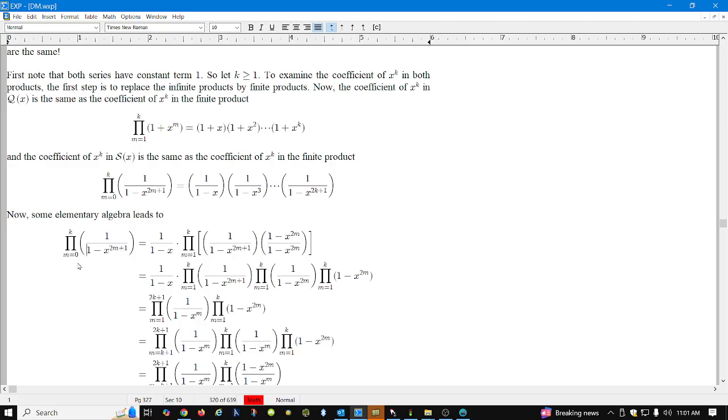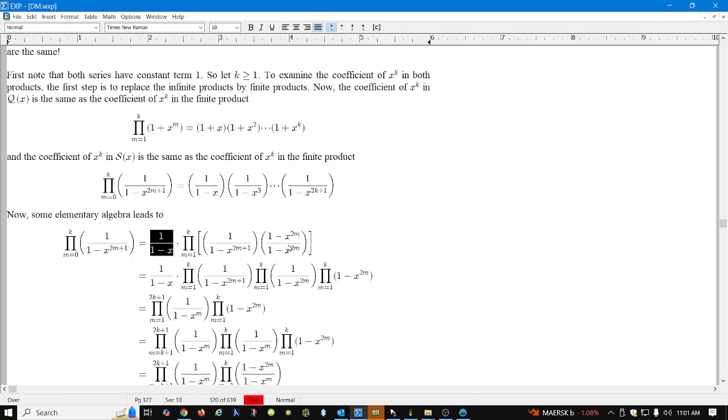First, I'm taking out the m equals 0 factor. So now the sum goes from 1 to k. And for each of these, I'm multiplying and dividing by the same quantity. We're dealing with polynomials now. So when m is 0, you see, the numerator and denominator would be 0. So I can't have that. So that's why I pulled this one out. Okay.